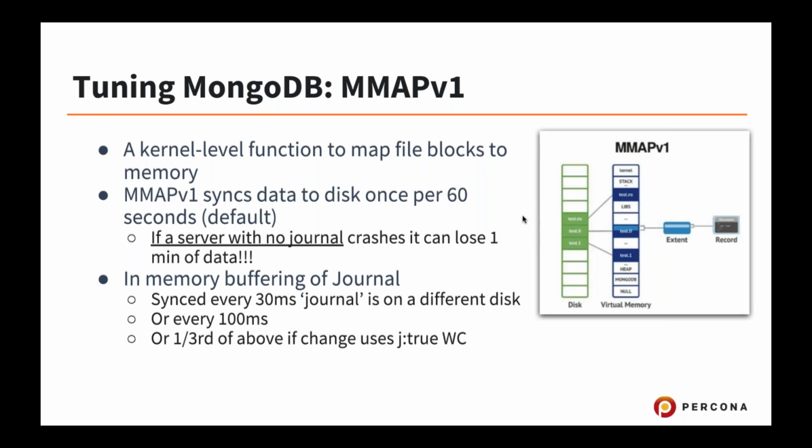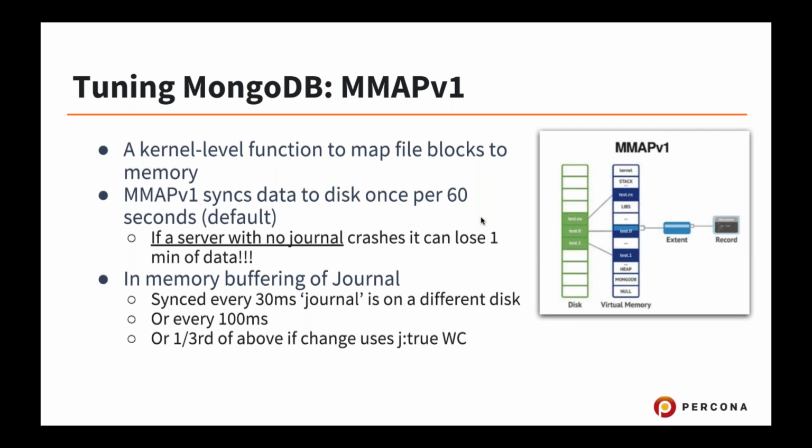MMAPv1 is the default engine before 3.2, I believe. Somewhere in 3.2 that switched, or maybe it was later in 3.0. I could be off there. But the key is at some point in 3, the default changed from MMAP to WiredTiger, but it's still available. So this engine is a good place to start, because every Mongo deployment before, let's say 3.0, had to use it.